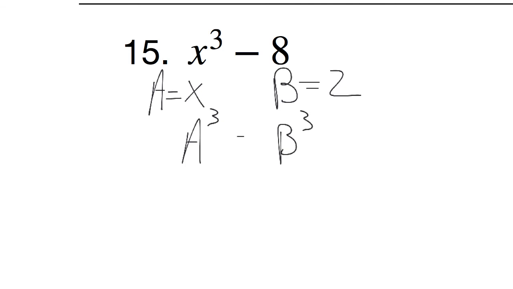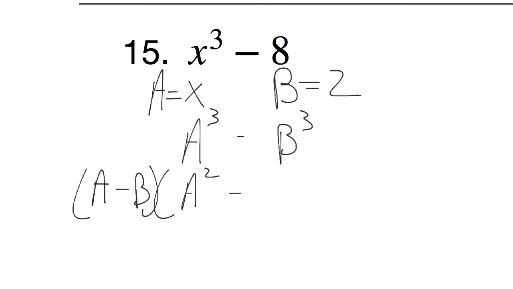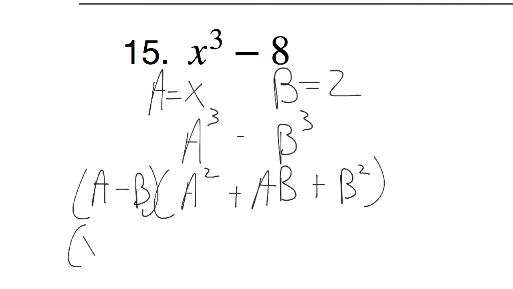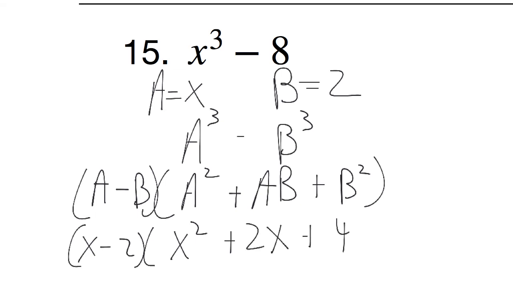And because I have it memorized, the formula is saying that this is the same thing as a minus b times a squared plus ab plus b squared. So back substituting is going to be x minus 2 times x squared plus 2x plus 4. And you're done.